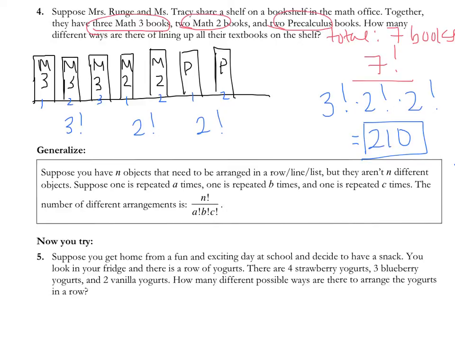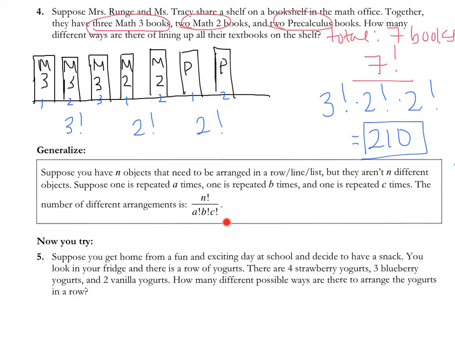So let's try to generalize this a little bit. Suppose that we have n objects that need to be arranged in a row or line or list, but they aren't n different objects. Suppose one is repeated a times, one is repeated b times, and one is repeated c times. The number of different arrangements would be given by the n factorial that we expect for a row or line or list, but then we have to divide by all these factorials to sort of get rid of the repetitions.